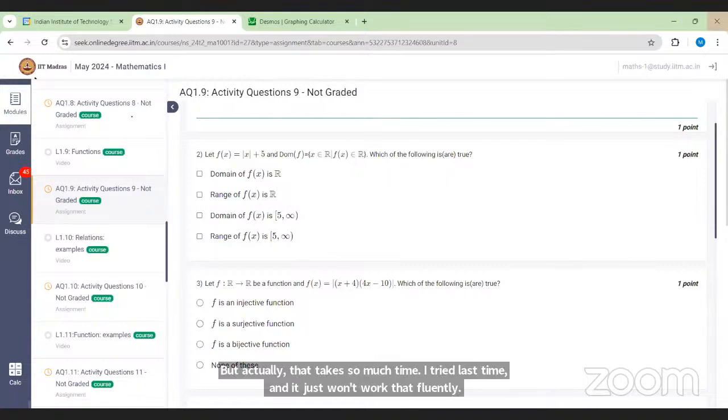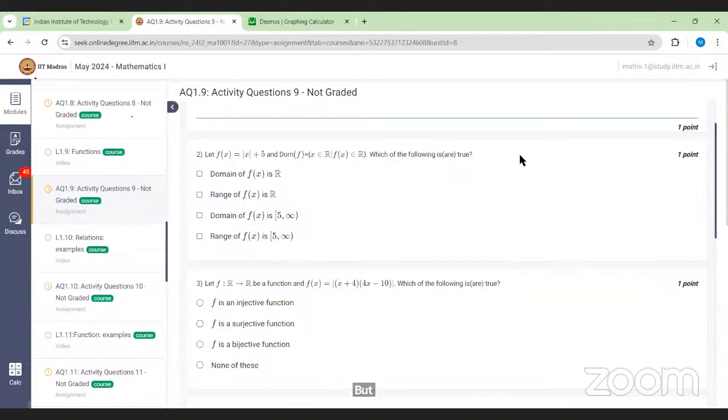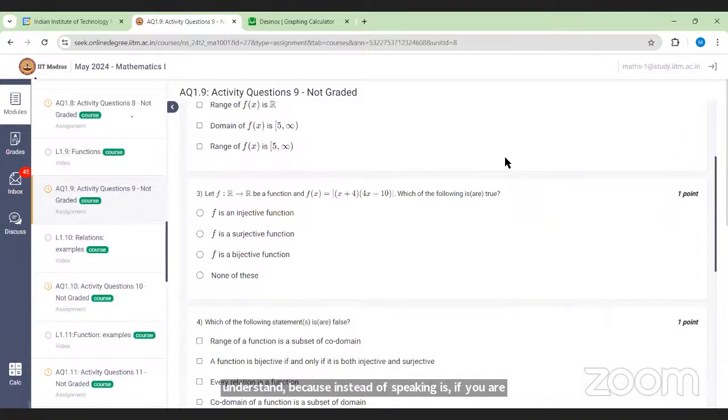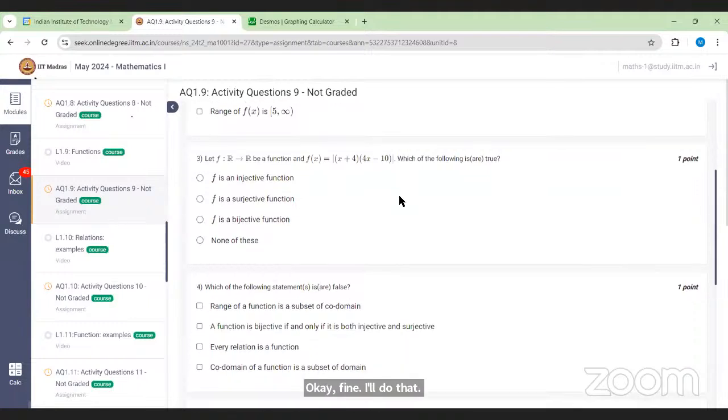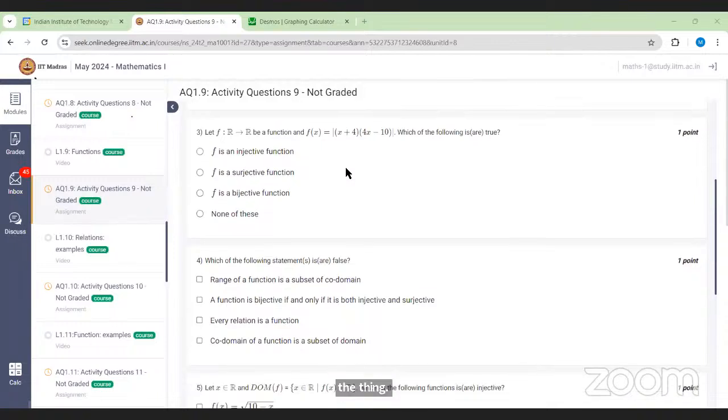Could you please try? No, madam. Now the steps we are writing, so we can understand, because instead of speaking, if we are writing, we can easily catch up points. Okay, fine, I'll do that. So you can take the screenshot by pressing Shift Windows S, and it will prompt for the selection. Once you select the area, then you can paste it in that whiteboard. Fine, I'll do that for the next question.